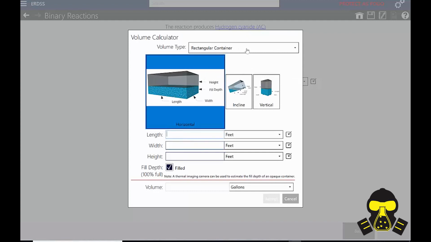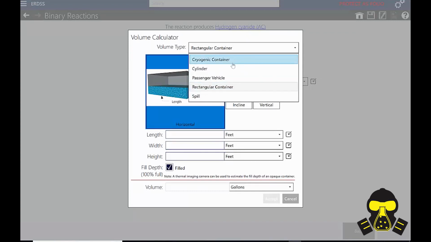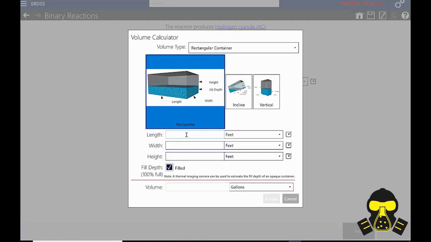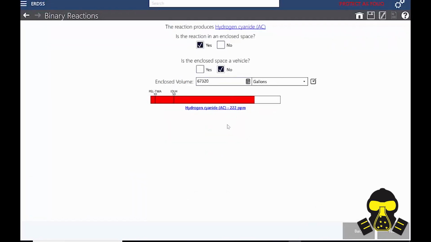Oh, it's a calculator. Oh, I love that. So if I want to do cryogenic containers, passenger vehicles, any of that. So let's do the rectangular to start. We'll say we are at around 30 feet by 30 feet and 10. That's going to be 67,000 gallons for this space. Accept it. We are not doing too good, even at that small amount. We're at 222 parts per million in the space, and IDLH was down at 50. So, sorry, only one of us is going to survive, and it's going to be me.